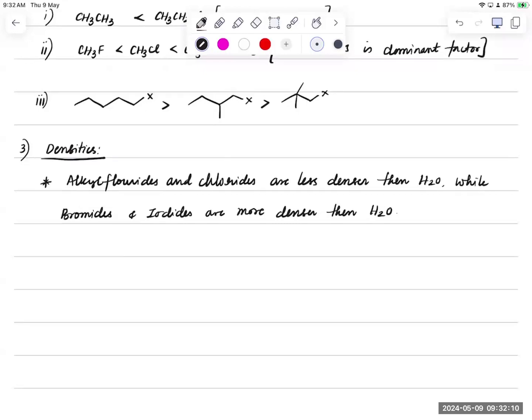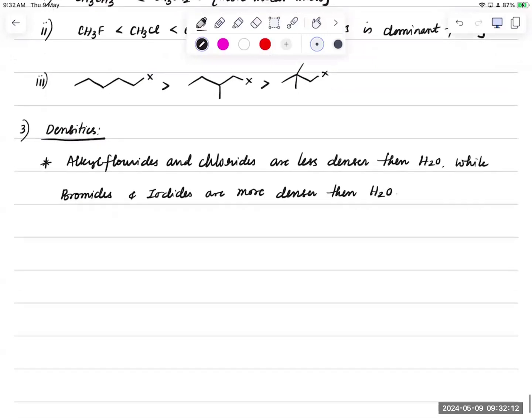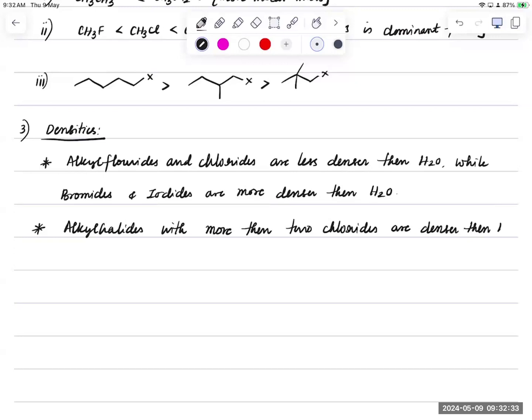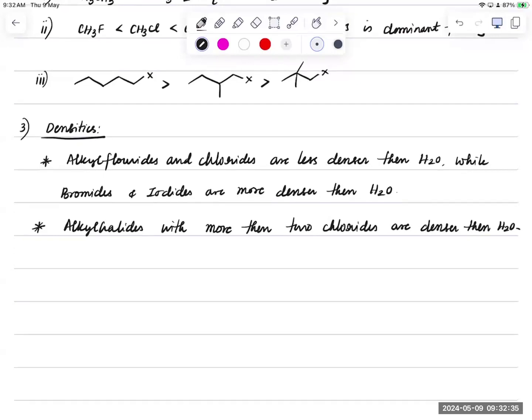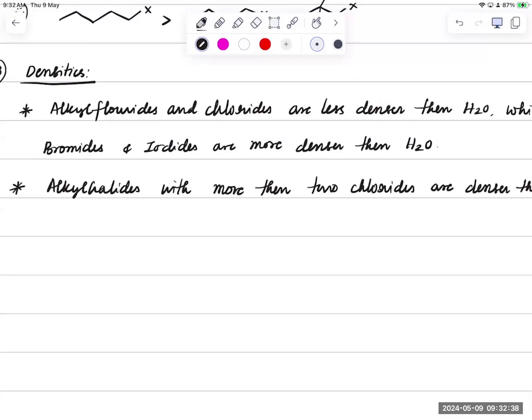Clear. But if you have alkyl halides with more than one chloride, that is two or more chlorides, they are denser than water. Done. So these are the two points which we need to know.